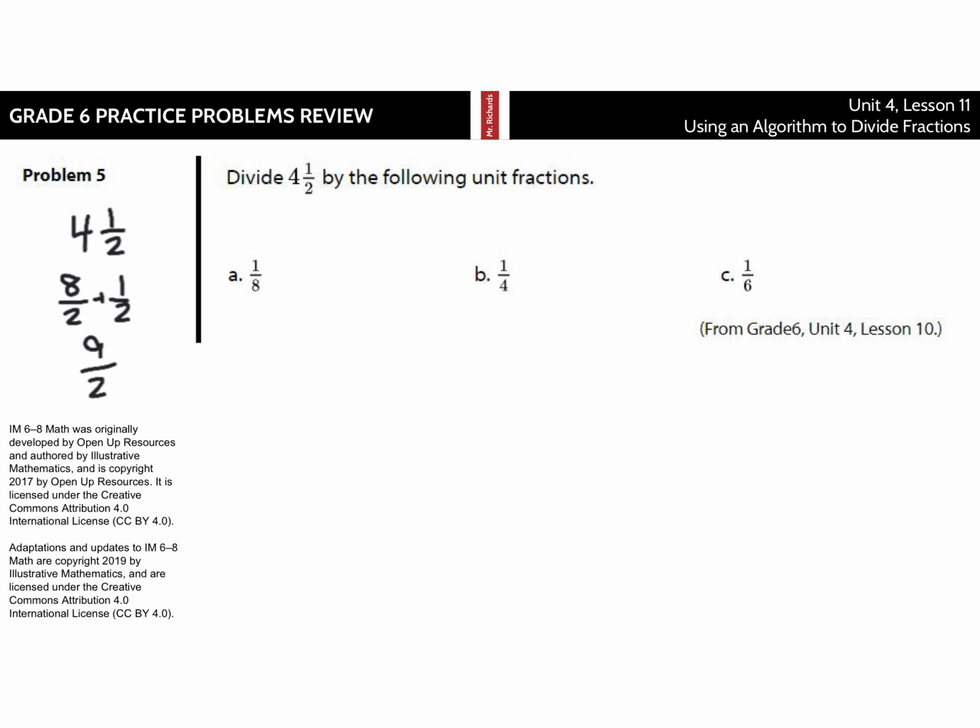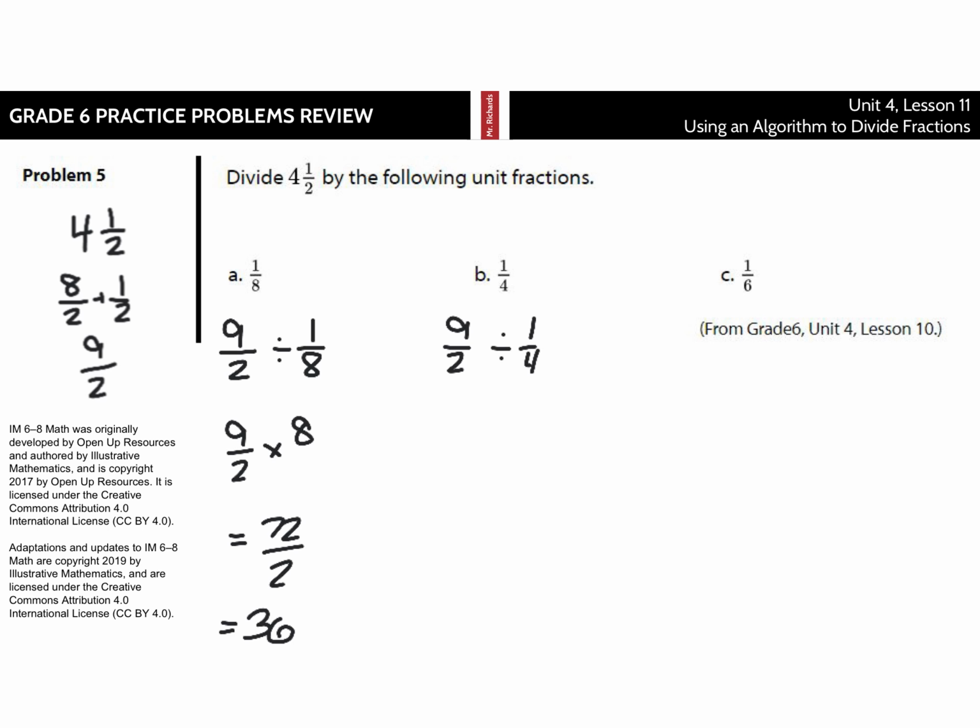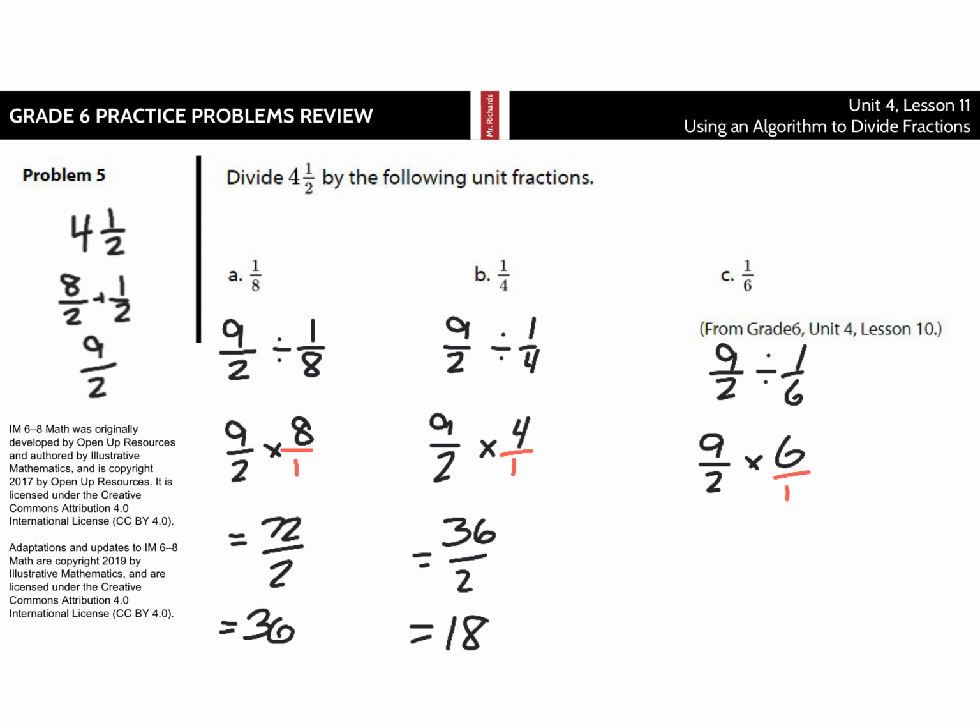Now we can take our 9/2 and divide by 1/8. Well, we've learned that dividing by 1/8 is the same thing as multiplying by 8, and so we'll get 72 divided by 2, which is 36. Our 9/2, 4.5, divided by 1/4, all right, 9/2 times 4, which, remember, the 8 was 8 over 1, the 4 is 4 over 1, it's still multiplying by the reciprocal here. We get 36 over 2, which is 18. And then same thing here, 9/2 divided by 1/6, 9/2 times 6, again, 6 over 1, you get 54 over 2, which 54 divided by 2 is 27.